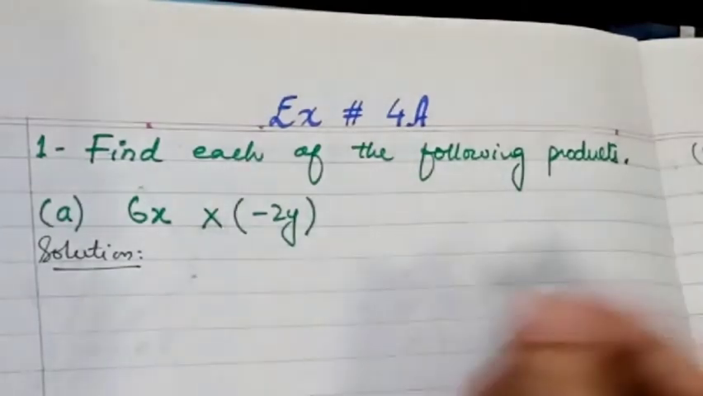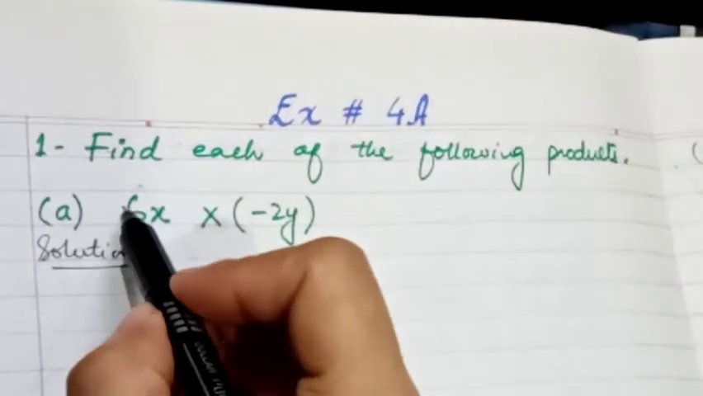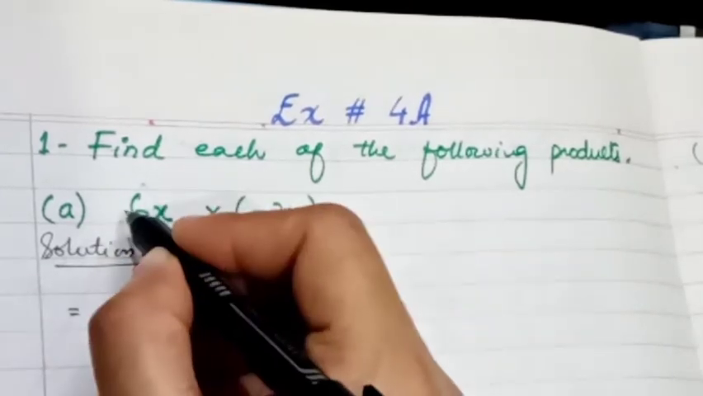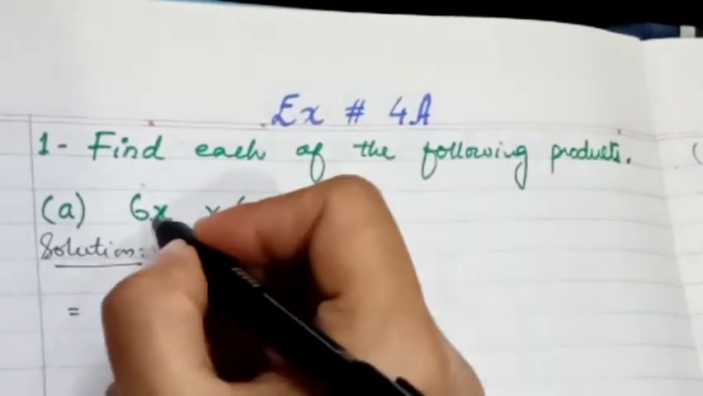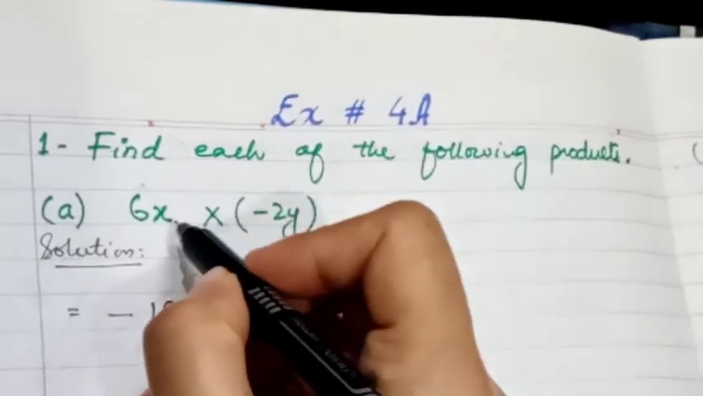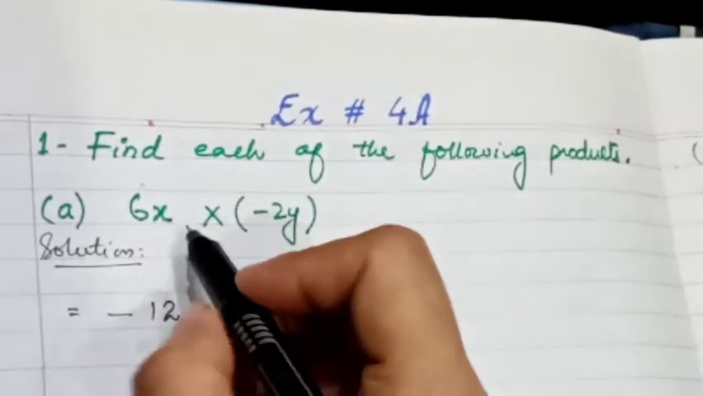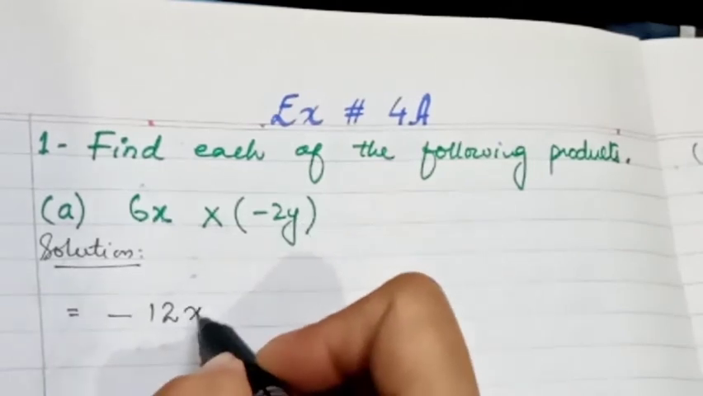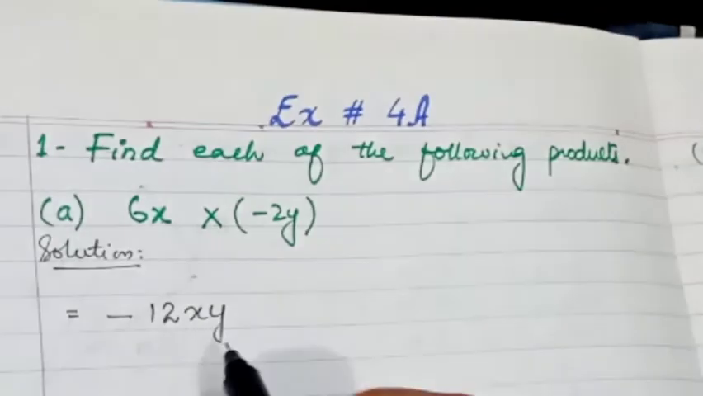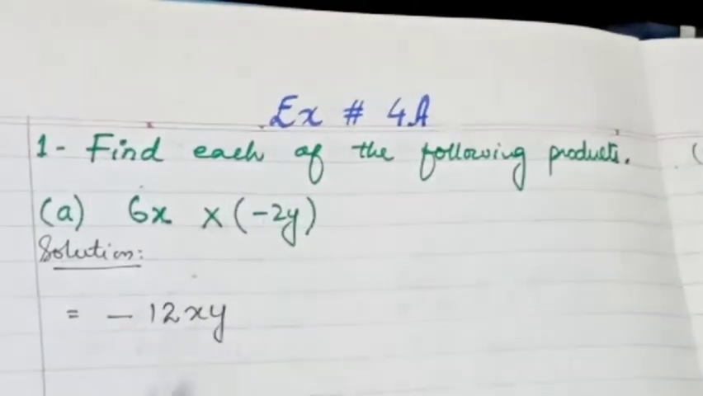So first I have to multiply their sign. Plus minus will be minus. So I'm writing a minus sign here. 6 into 2 means 12. Then finally I have to multiply their variables. X into y means xy. So minus 12xy is our answer.